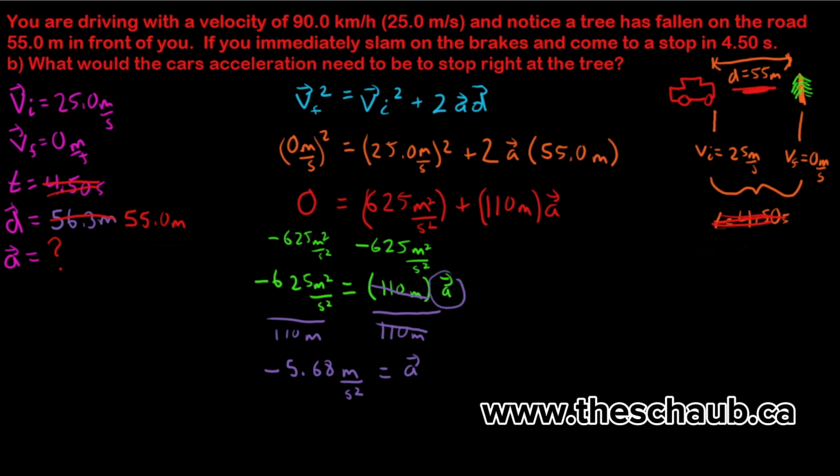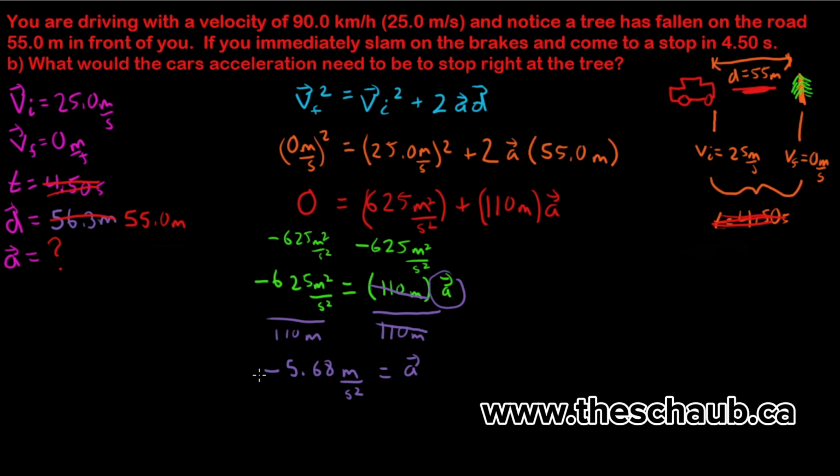And if you're wondering about our units, well, we had meters squared per second squared divided by meters. So meters squared is essentially meters times meters. So we canceled one of the meters on top, so we'll just get rid of the squared with the meters on the bottom, leaving us just with meters per second squared.